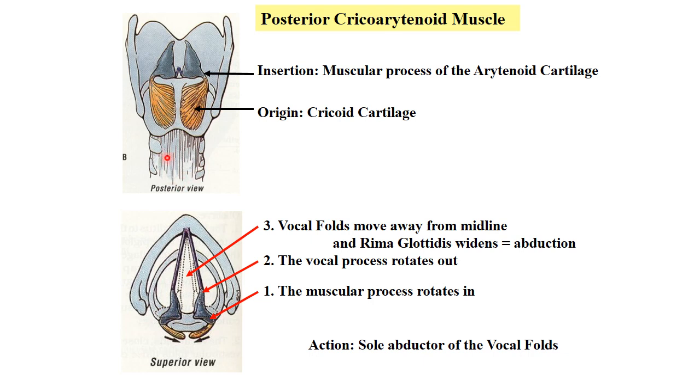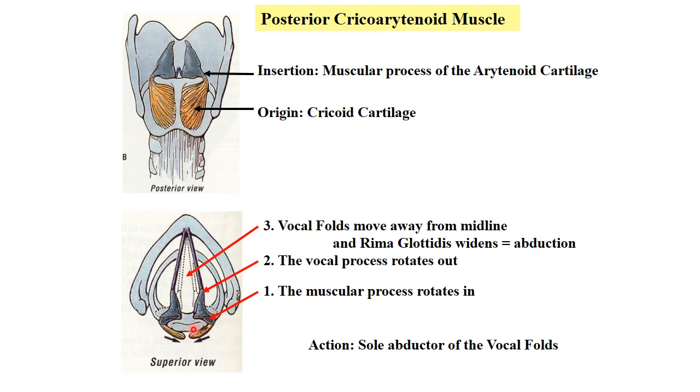Well, if we look down on this, this is what it's doing. The muscle is pulling this way. So the cricoid cartilage is here. This is the muscular process of the arytenoid cartilage. And the muscle, when it contracts, is going to pull this way, and that's going to pull in on the muscular processes, essentially adducting them. But we don't care about the muscular processes. What we care about are the vocal processes; it's to the vocal processes that the vocal folds are attached.